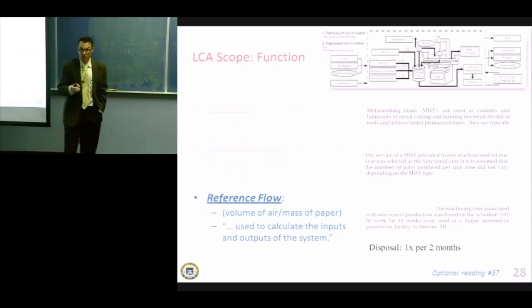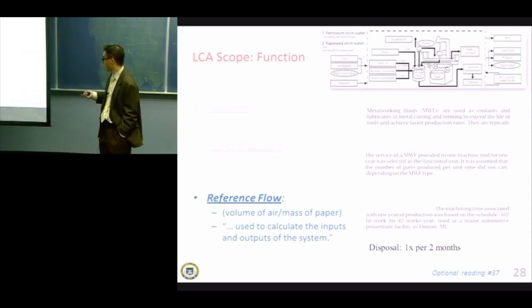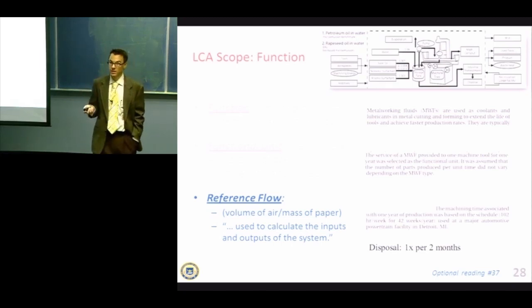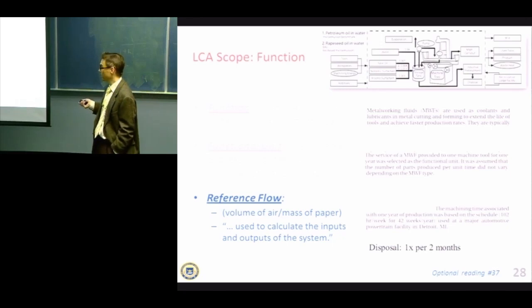Okay. So the nominal is once per 2 months. And that's pretty conservative. It's for a single machine tool where you're not really maintaining or filtering, doing anything significant, then it's usually going to be a little bit more than that.